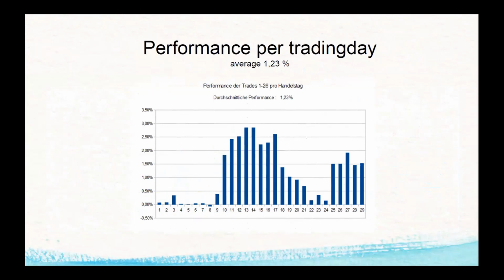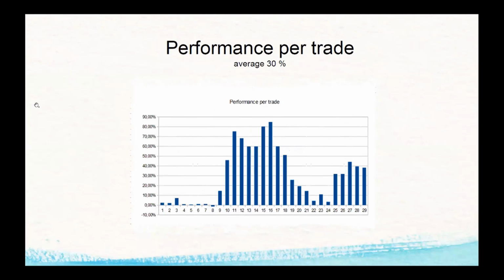So this is the performance per trading day. The average is 1.23% per trading day. You see the first 9 trades didn't perform, and then it really went up. Here also some not so profitable trades, but the average is 1.23% per trading day, not calendar day. And this is the performance per trade. The average is 30% per trade, including the bad trades at the beginning.